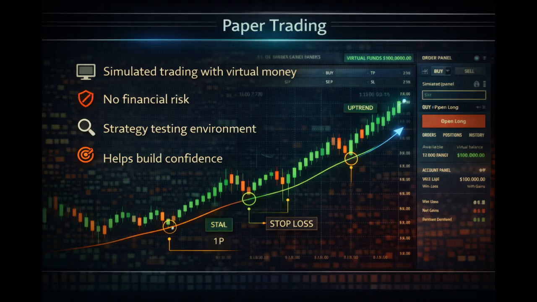Paper trading in algorithmic trading research. Paper trading is also widely used in algorithmic trading development. Researchers use paper trading systems to evaluate automated trading algorithms before deploying them in real markets. In algorithmic trading research, strategies are first backtested using historical data. After backtesting shows promising results, the strategy is tested in a paper trading environment using live market data. This process helps verify whether the algorithm performs well in real-time conditions.